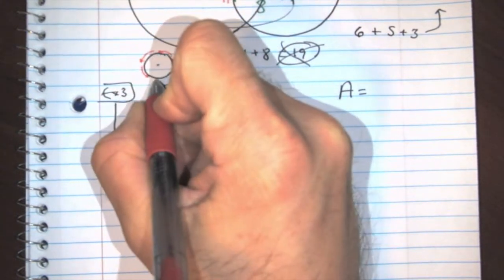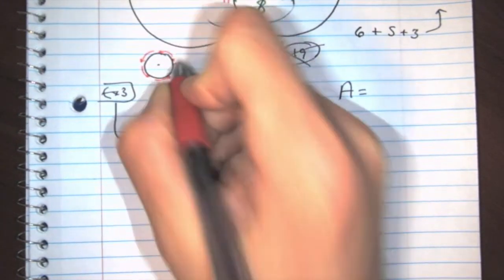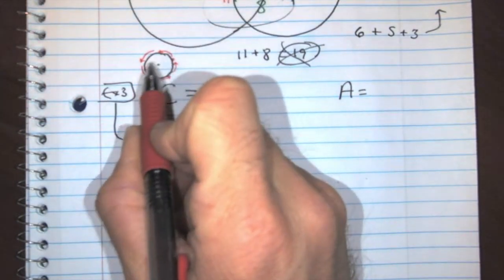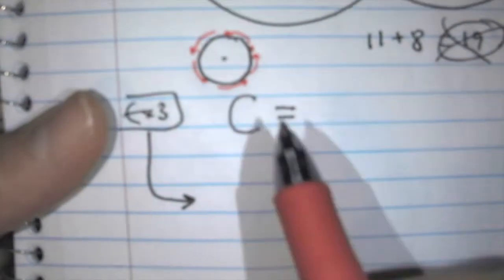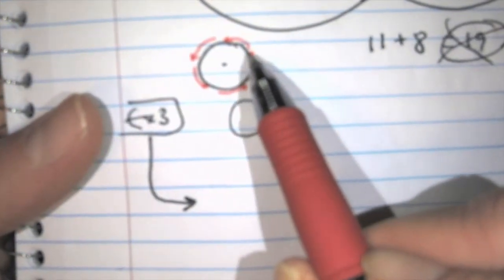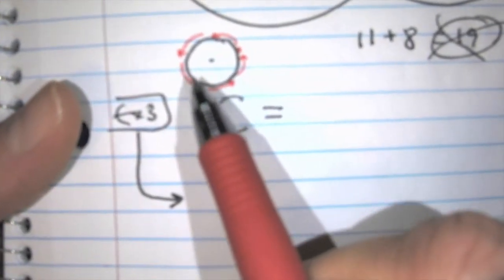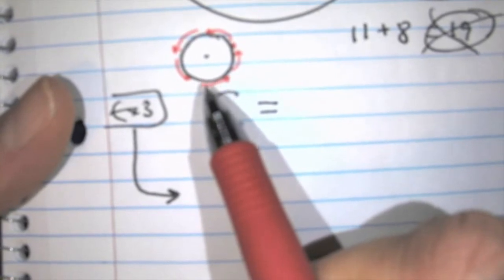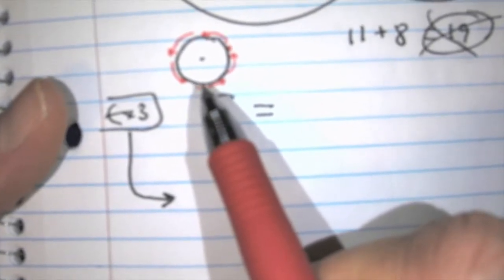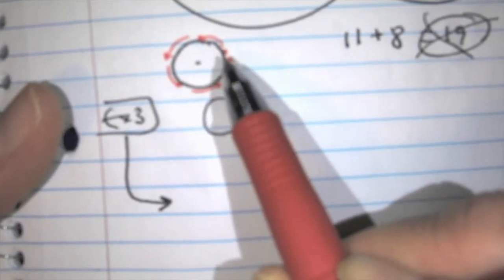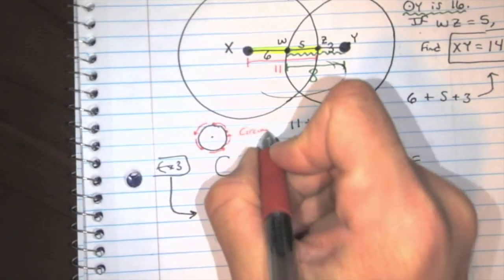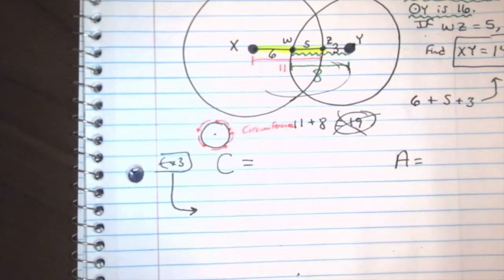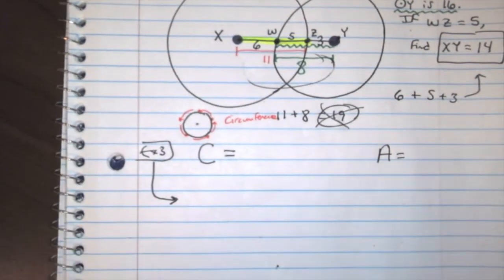I always like to visualize that if you were an insect, if you were a ladybug walking around this circle, can everybody see that circle? If you were a ladybug walking around this circle and you started here, and you walked completely around the circle, that is known as a circumference. It's a distance around a circle.